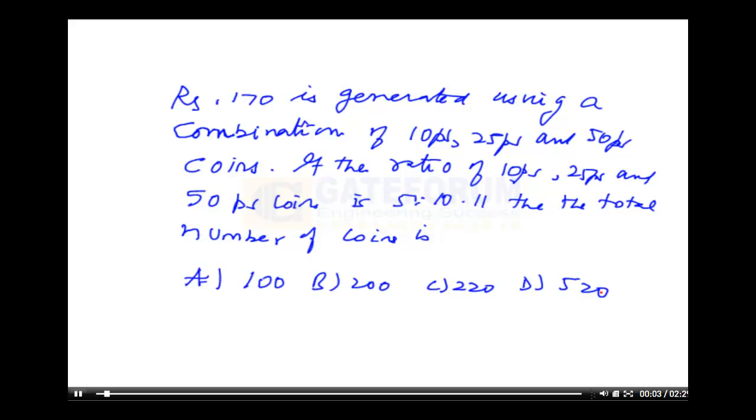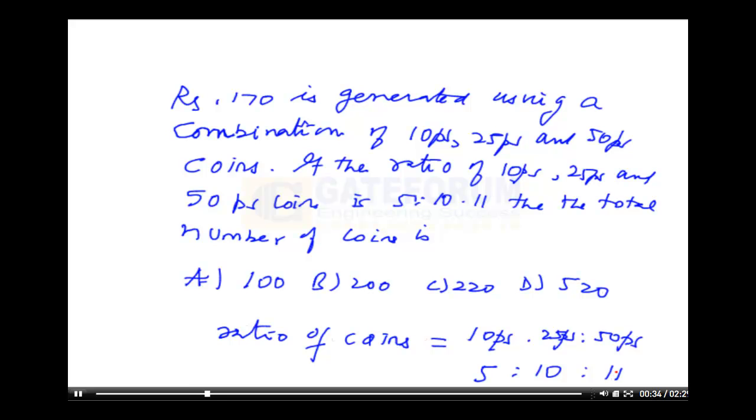We know ratio is the comparison of similar quantities. Here the quantities are not similar: 10 paise, 20 paise and 50 paise. We convert them into the same unit. If you write the ratio of coins, ten paise is to 25 paise is to 50 paise. Below that the ratio 5 is to 10 is to 11.